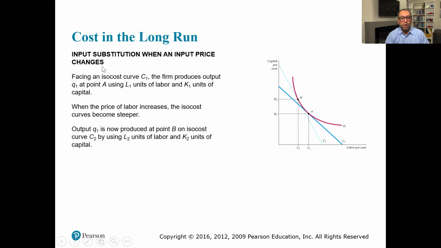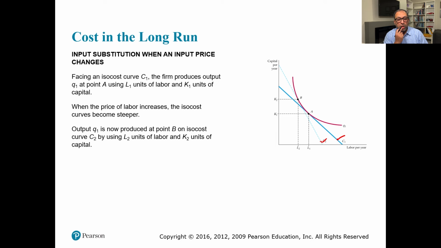Cost in the long run: input substitution when an input price changes. If any input is going to be expensive, the budget, this cost line, is going to change. In this case, this is our C1 and this is our C2. If you look very carefully, we can say which input is going to be expensive and which is going to be relatively cheaper. I think the labor price is increasing, and that's why the line is tilted in.